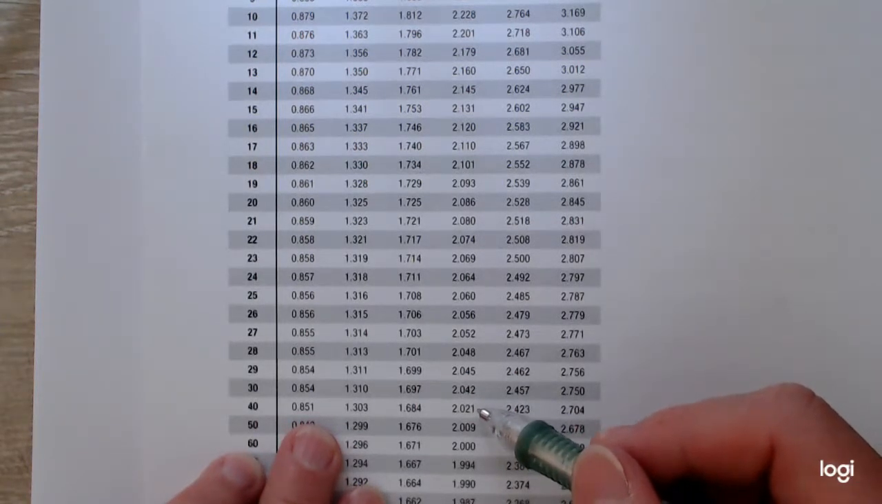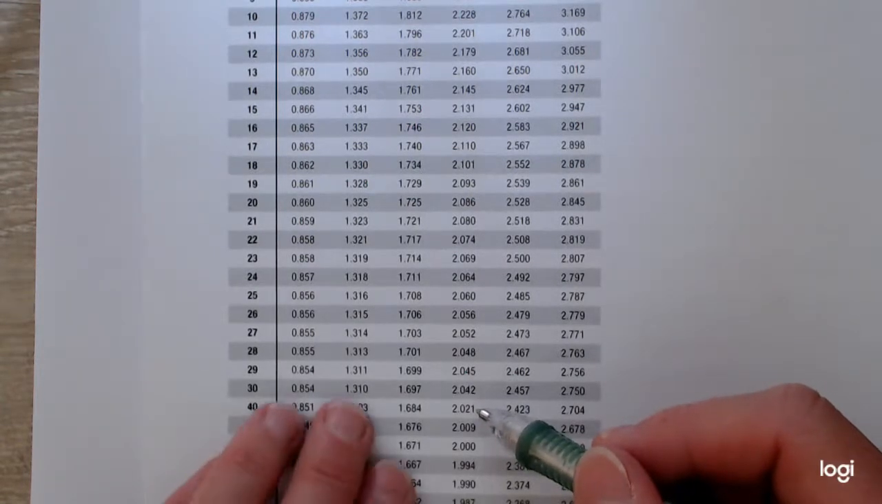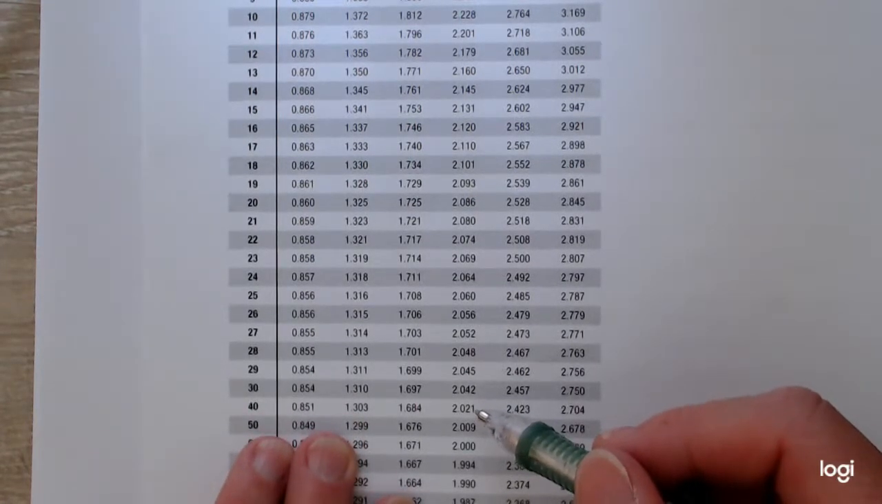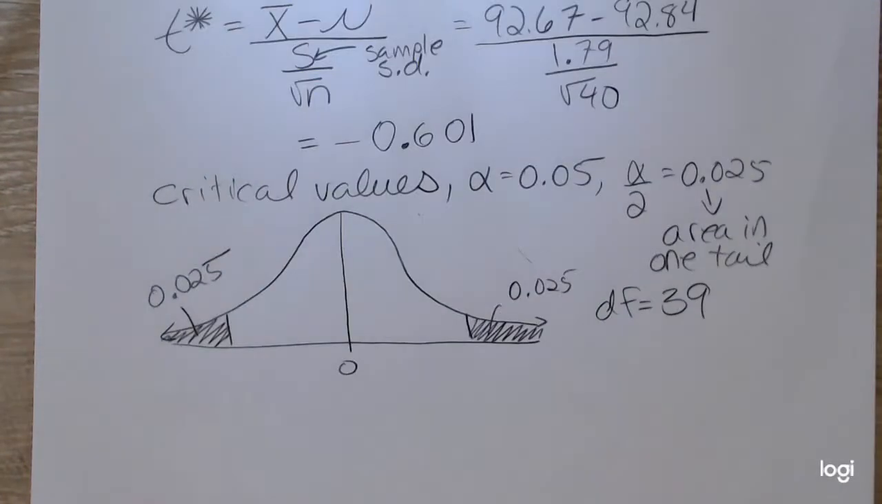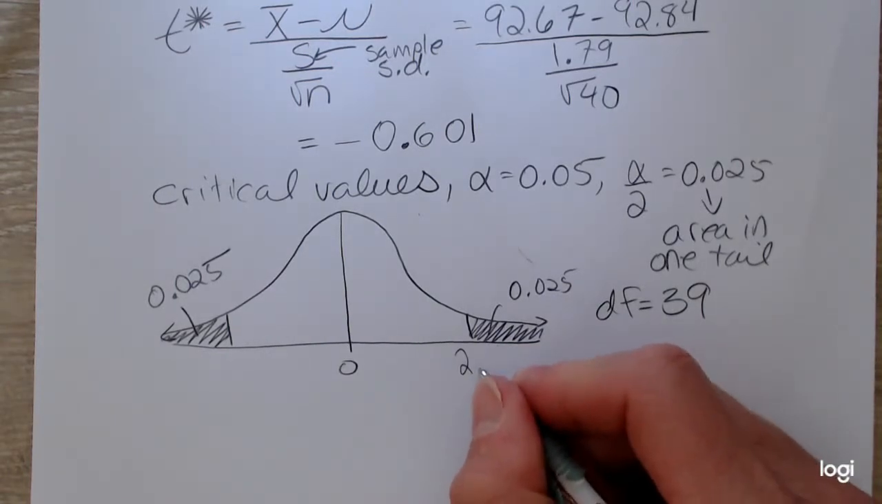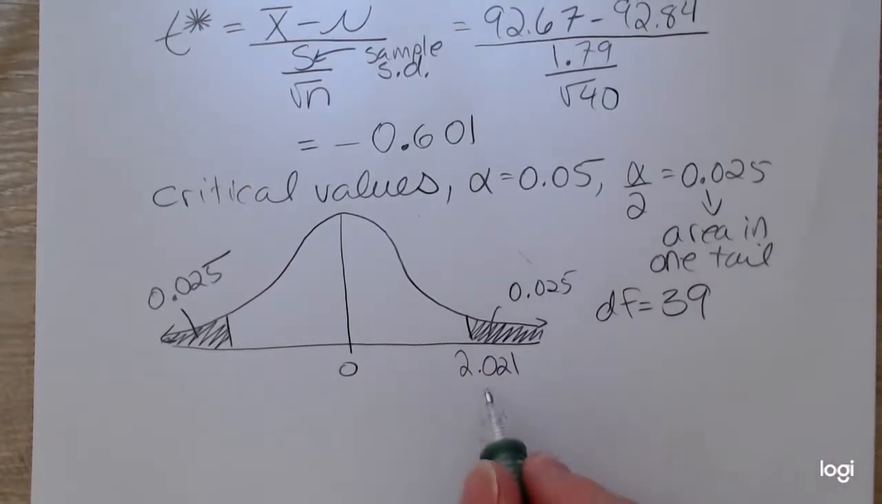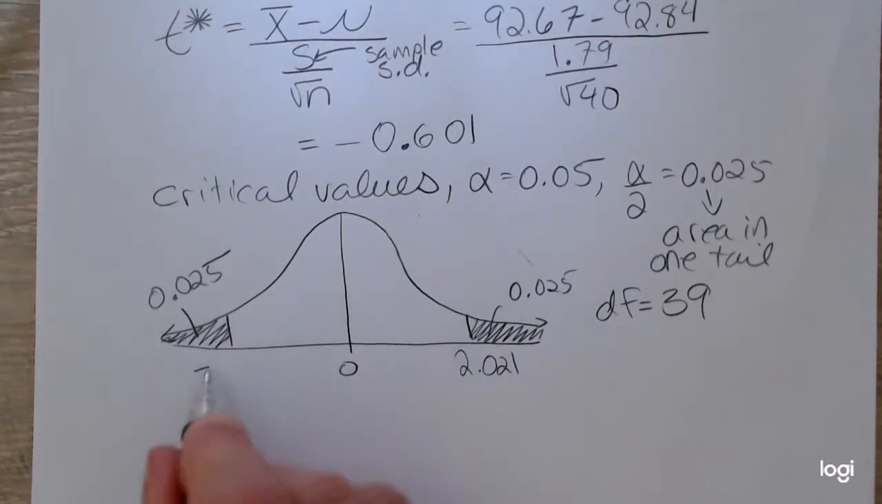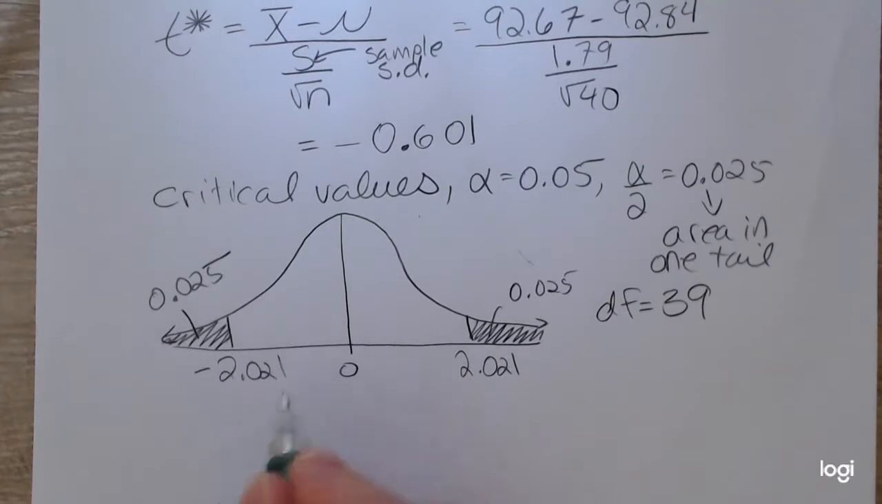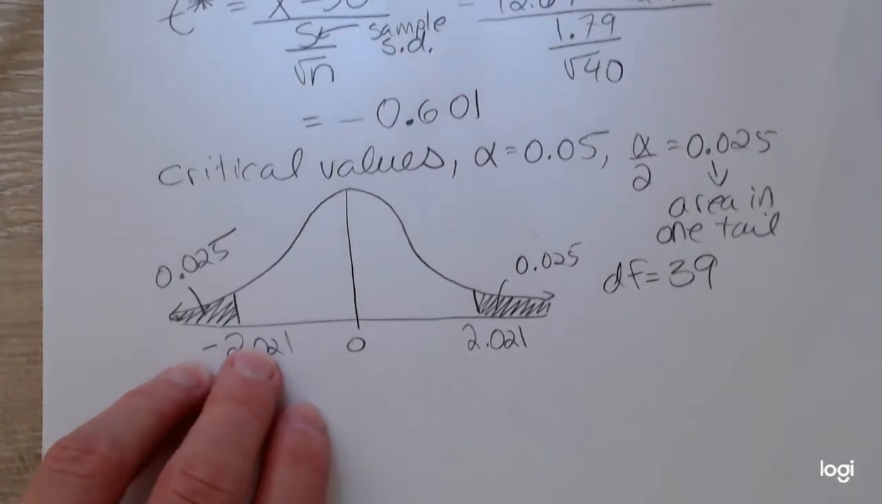But what I do know is that 39 is reasonably close to 40. So I'm going to consider this critical value to be approximately 2.021 for the upper. And by symmetry, it's going to be negative 2.021 for the lower critical value. The t-table in the textbook I'm currently using does not give negative t-values, but you can easily figure that out because the t-distribution is symmetric.